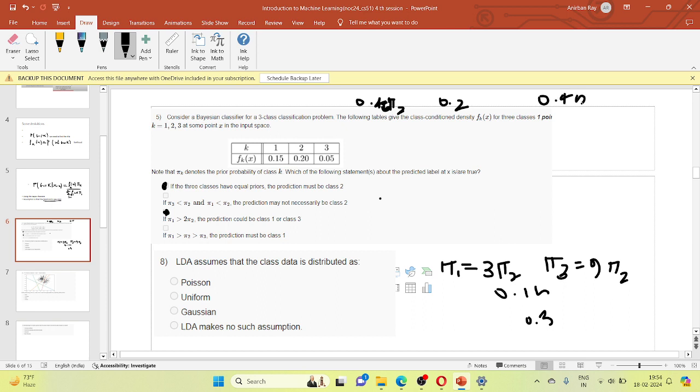Your point is understood. Pi 3 is not given, so it can be anything. So that was also done. The second, last part is also like that. Question 8 is very simple, and that is our assumption: for LDA it has to be Gaussian.